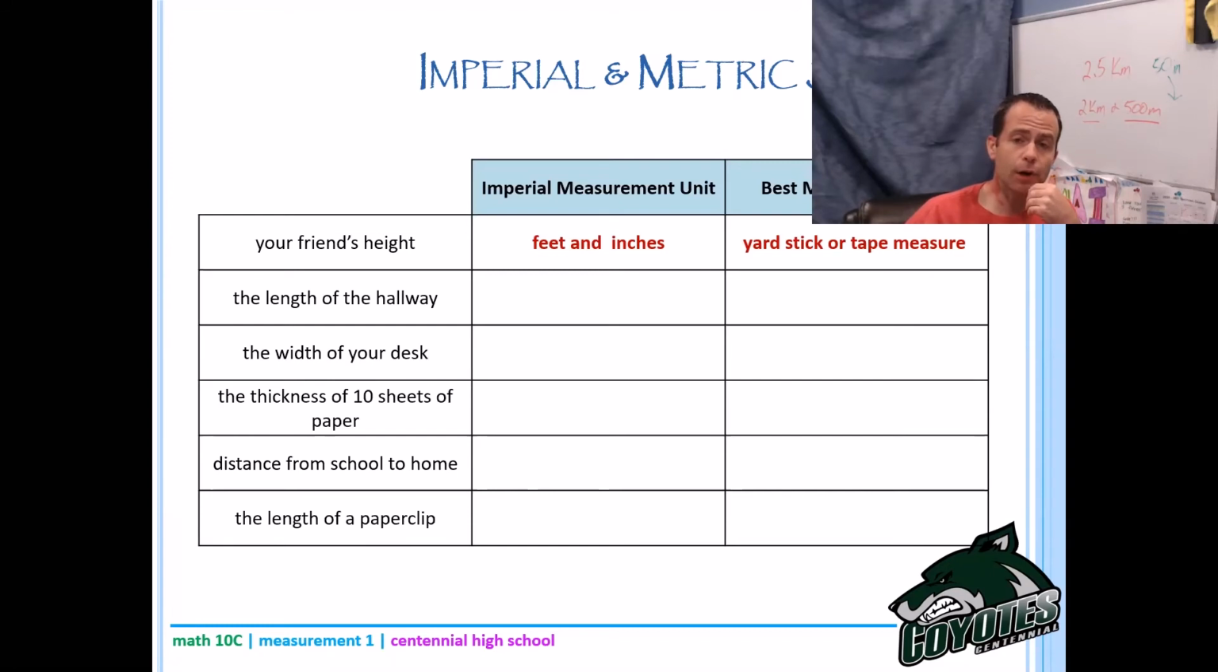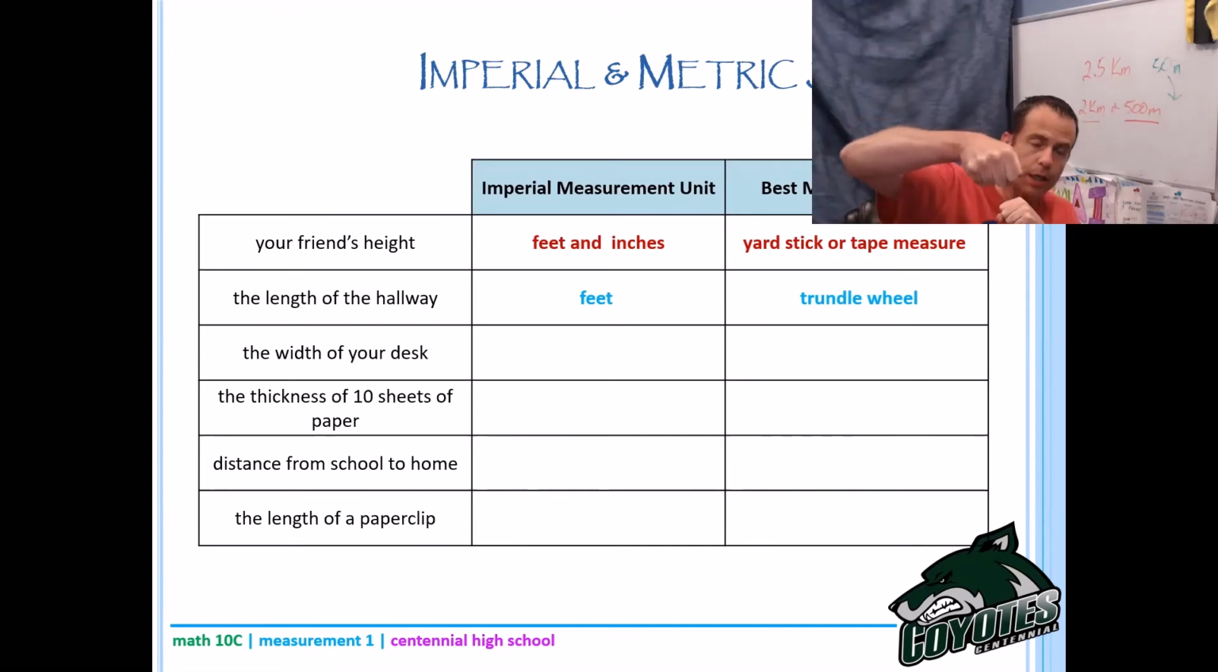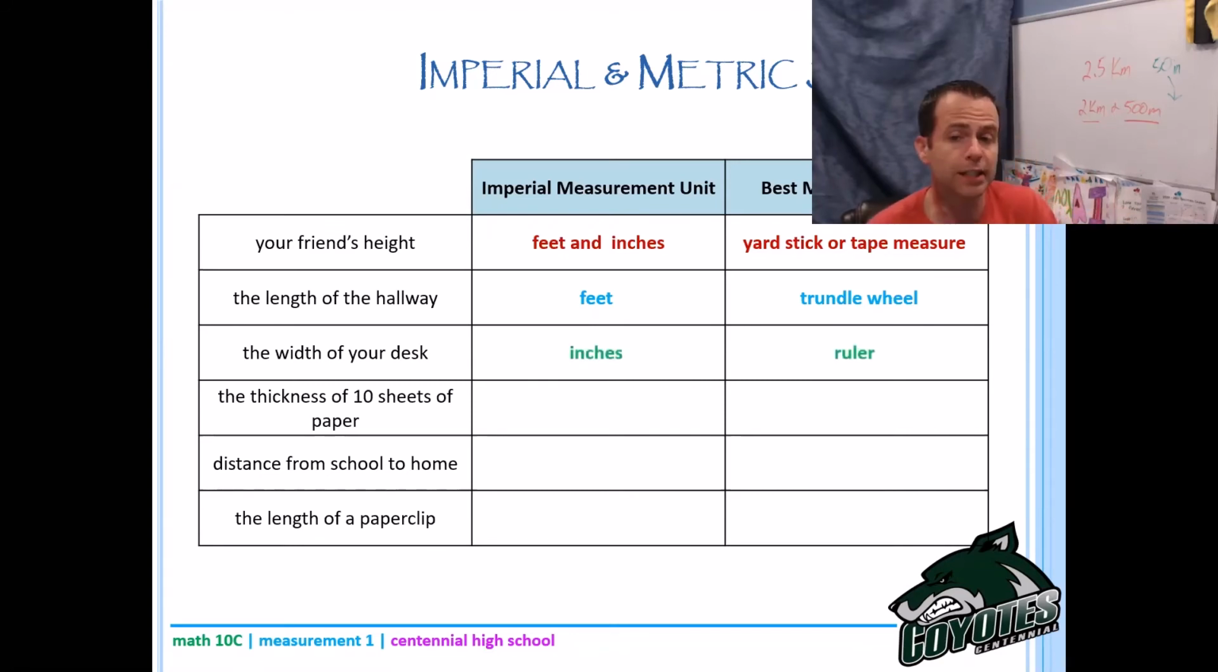The length of a hallway, probably in feet. Probably good to use a trundle wheel. A trundle wheel is a wheel with kind of a stick on it, and you hold the stick and kind of walk. And what happens is you hear a click as you walk. And every time that click sounds, it's a particular unit of measure. So it might click for every foot, or it might click for every yard, just depending on how your trundle wheel is set. Okay.